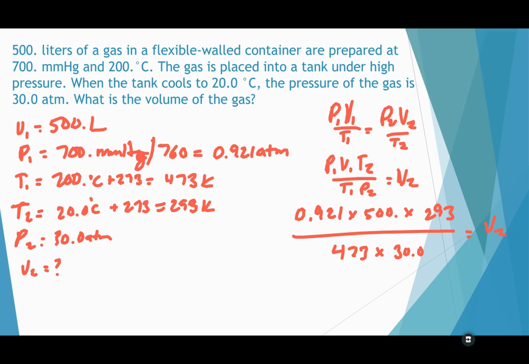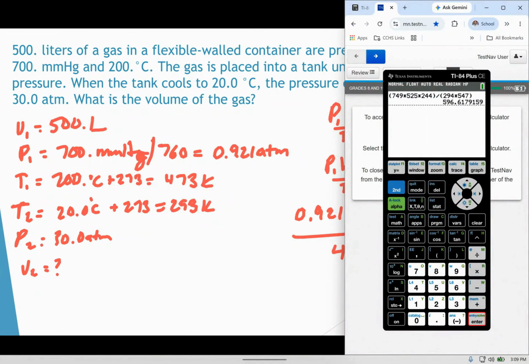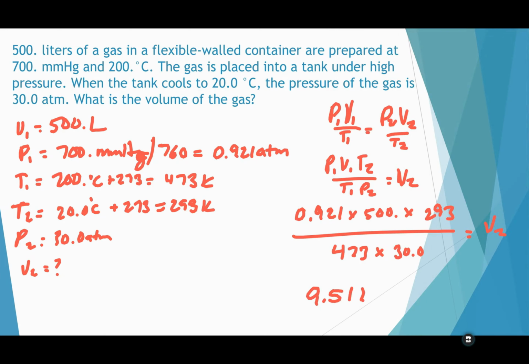So let me see. Calculator. Here we go. So 0.921 times 500 times 293, close parentheses, divided by open parentheses, 473 times 30.0. I end up with 9.5085. So it looks like we have 3 sig figs as the least number of sig figs. So this becomes 9.51 liters.